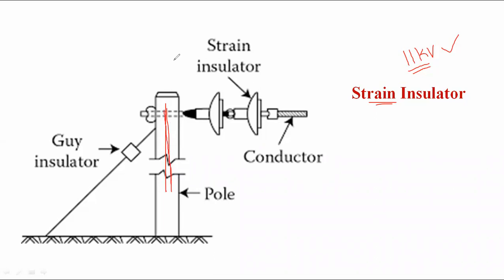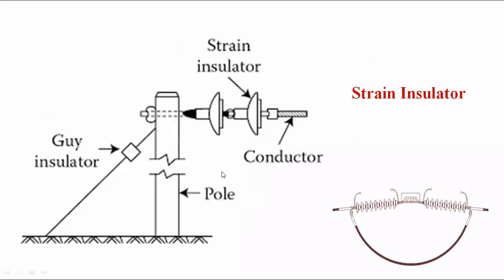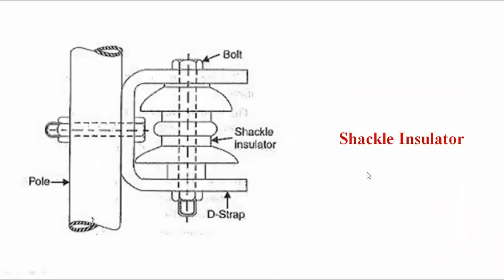The insulator is connected in the vertical position, and you can see here the tension is presented at the dead zone or corner of the position. And the next one, the shackle type insulator.